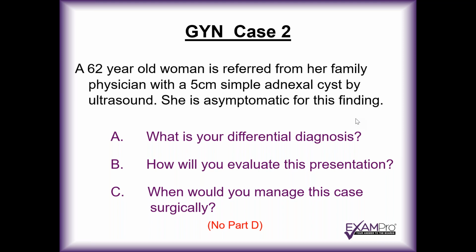I guess if it reached 10 centimeters. I think, if it enlarged, if it's 5 centimeters now and 6 months from now it's 8 centimeters, would you think about operating on her? It's an enlarging adnexal mass in a menopausal woman. I would be strongly considering operating. Yes, exactly. So she becomes symptomatic, or the size increases.